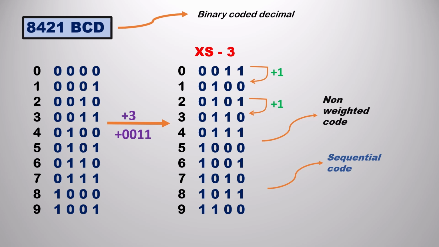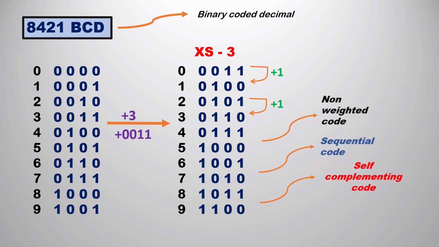It is a sequential code also. Why? Because if you add 1, you go to the next number. Likewise if you add 1 to 2, you go to 3, that is in XS3 only, in a sequence. So it is a sequential code.